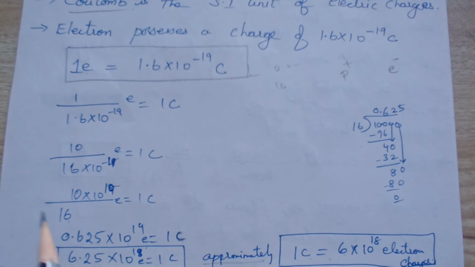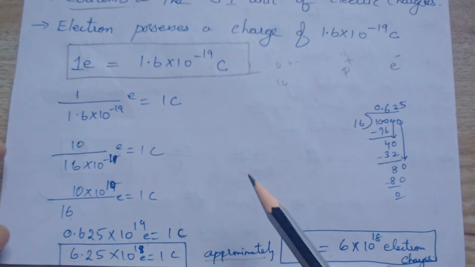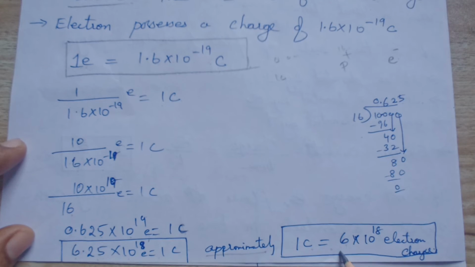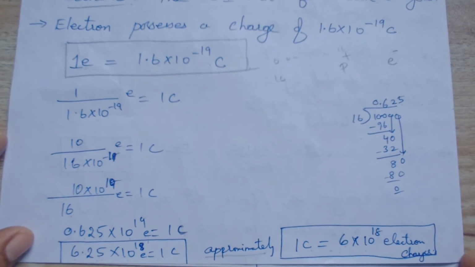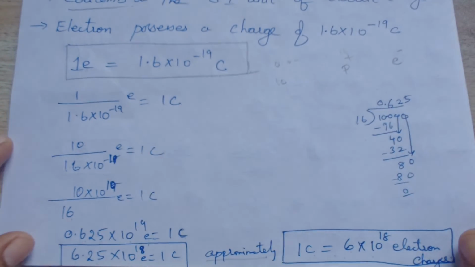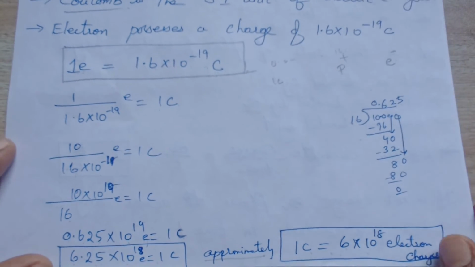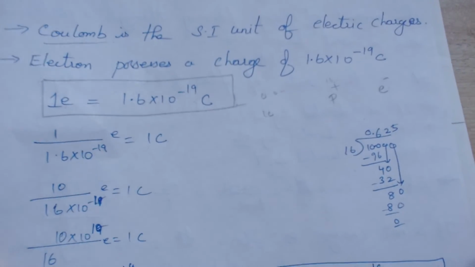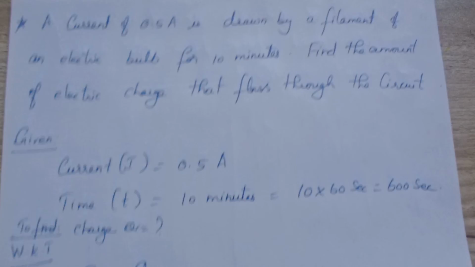So 1 coulomb equals 6 into 10 to the power of 18 electrons' charge. It is the charge of 6 into 10 to the power of 18 electrons. Okay, so we'll see some numericals.